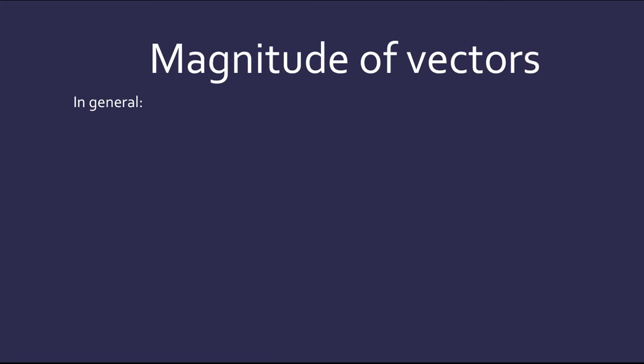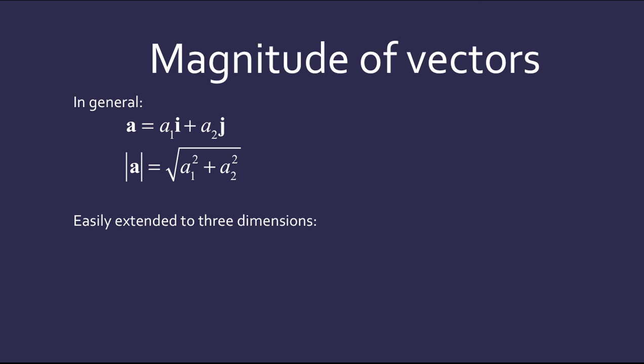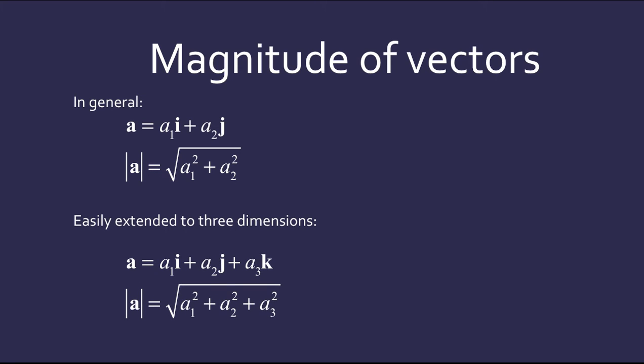In general, given a vector A made up of components a1i and a2j, the magnitude of A is found as the vector sum of these components. In other words, the square root of a1 squared plus a2 squared. Although we shall not cover it further in this lecture, this is easily extended into 3 or even more dimensions. In 3 dimensions, a vector A comprises 3 components, a1i, a2j and a3k. The magnitude of A is the vector sum of these components.